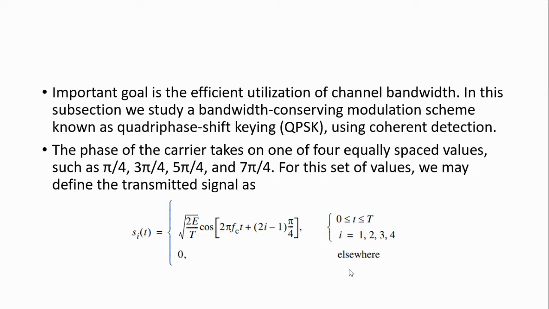Here, the carrier phase in binary phase shift keying has two values, one is 0 and another one is pi. Here, the carrier phase takes four equally spaced values, that is pi by 4, 3 pi by 4, 5 pi by 4, 7 pi by 4. The transmitted signal is defined as Si of t is equal to square root of 2E divided by T cos(2 pi fct plus (2i minus 1) pi by 4). Here i value is equal to 1, 2, 3, 4 and t value ranges from 0 to T.